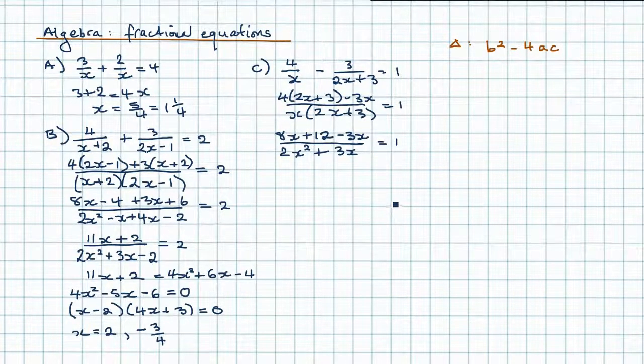Now, I need to gather like terms. I've got no like terms to gather in the denominator, so nice and straightforward. In the numerator, 8x minus 3x, I've got 5x plus my 12. And now, because I know I'm going to multiply through, I might as well do it in one step. If I multiply through, that's going to eliminate, or rationalize, the denominator on the left-hand side. And it's just 1 on the right-hand side, so I can simply write it out again on the right-hand side, like this.